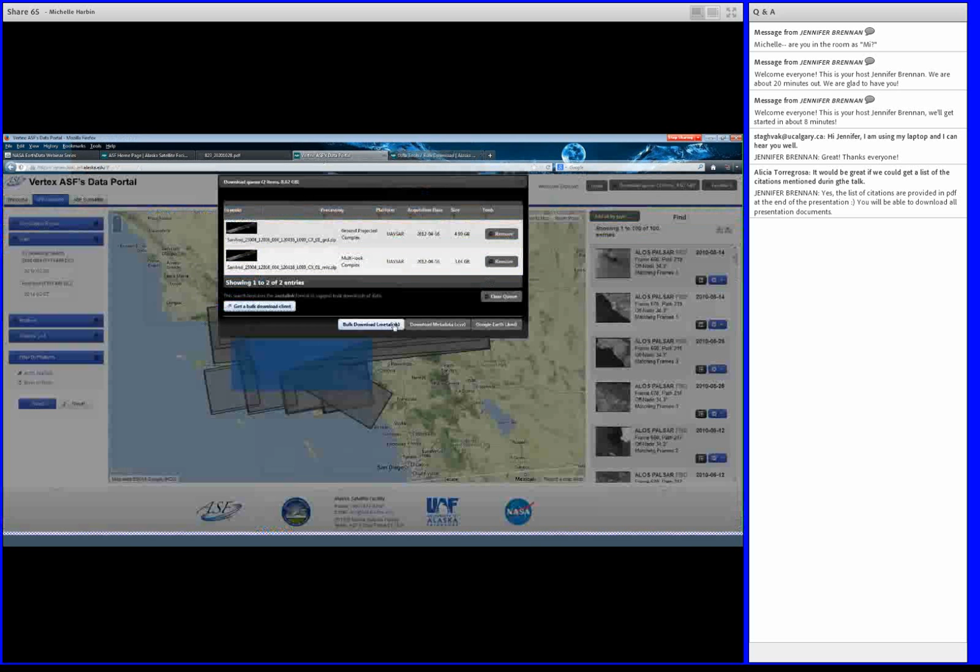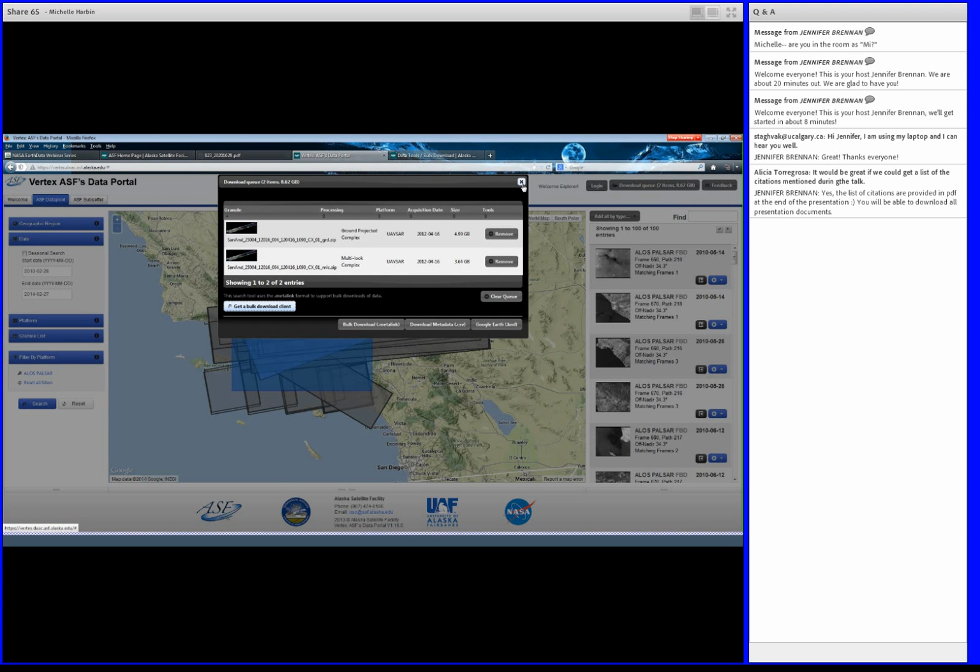In addition, from this particular window, you can download the metadata for all the granules as a CSV file, or you could download a Google Earth file of the granules, so you could display them in Google Earth for better location or in combination with something.